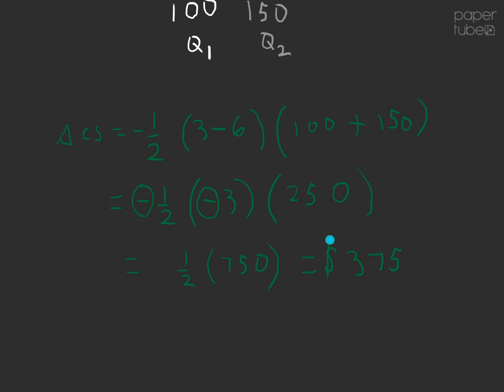We measure the change in consumer surplus in dollars. This is basically saying that our consumers are better off by $375 as a result of this change in the price.